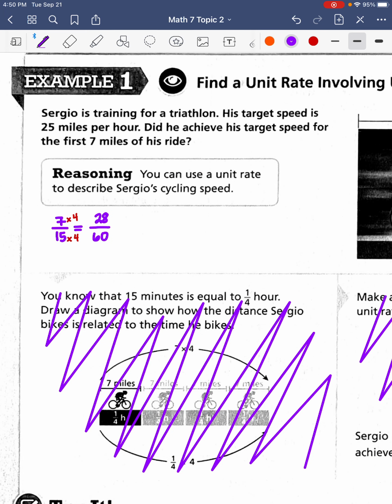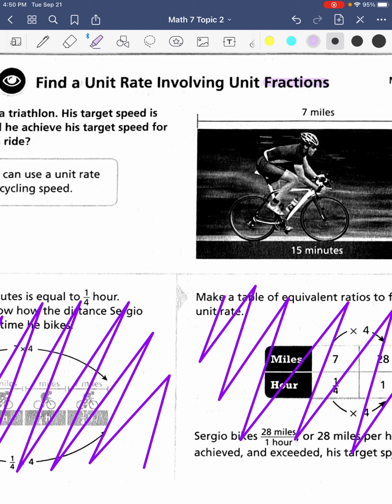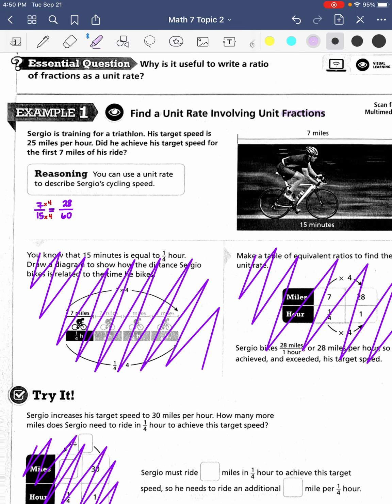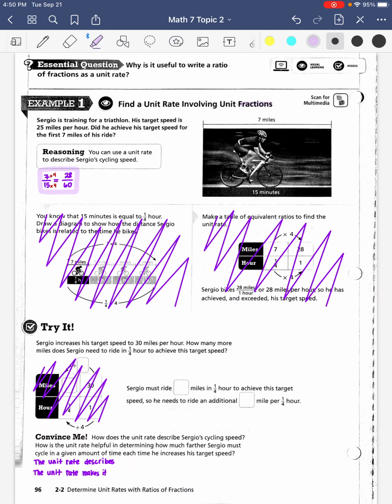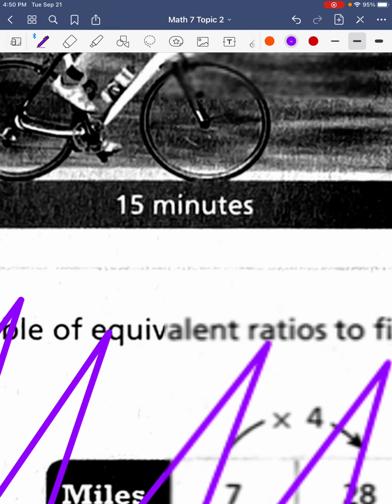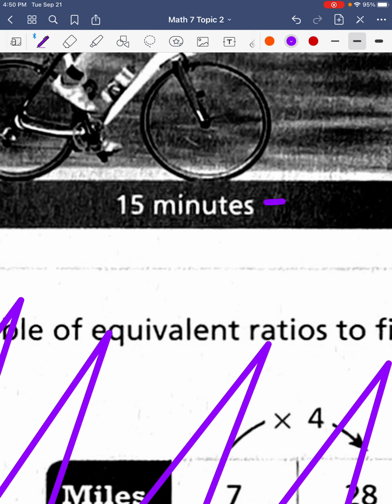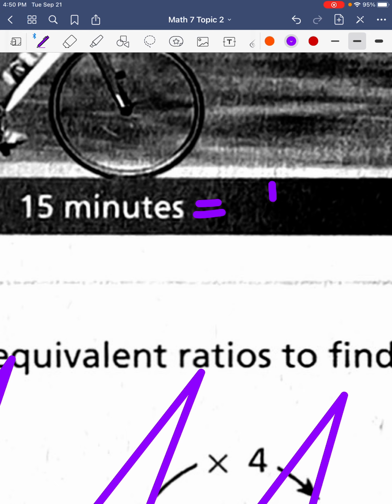But we can actually use fractions in our rates. And the fractions can help us find our unit rates. So I do want to show you that concept as well. Okay, so remember, this right here is what we did yesterday. It still works, but let's look at a new method today. So we know that he's biking 7 miles in 15 minutes. Well, 15 minutes is how much of an hour? It is 1/4 of an hour, right?